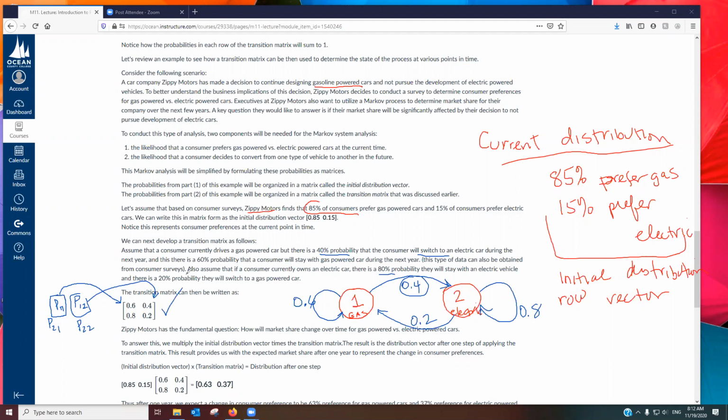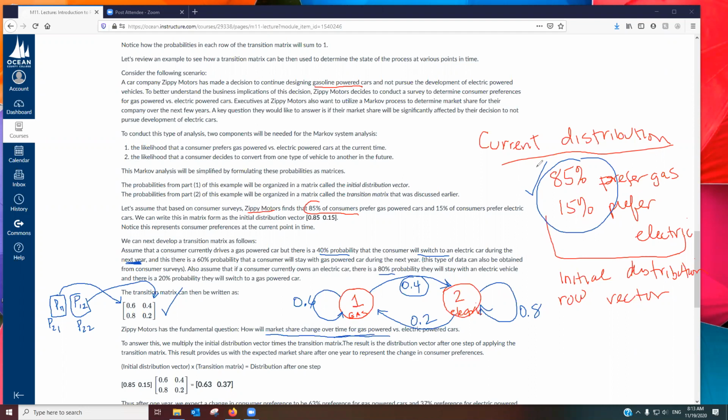Now I want to know this question: how will market share change over time? So what's going to happen to this initial distribution vector? What's going to happen to this initial distribution percentage over time? What's it going to transition to? Okay, and what we're working with here is a 1 year window. So this is looking out 1 year. All right, so the question is, what's going to happen next year? How is 85/15 going to transition to a new distribution?